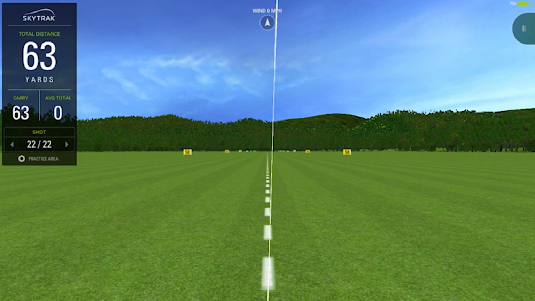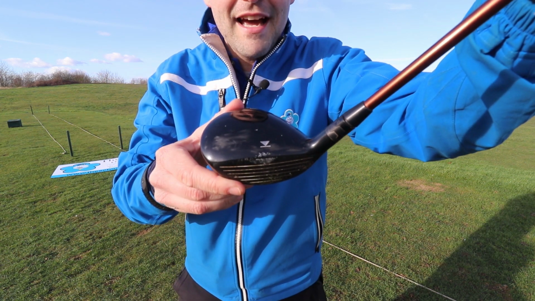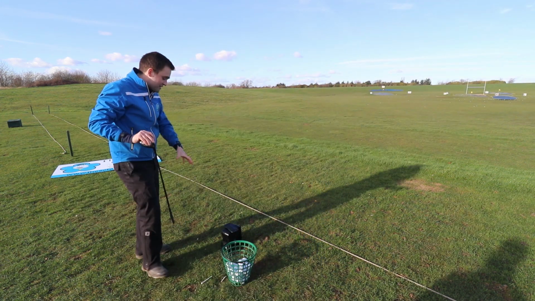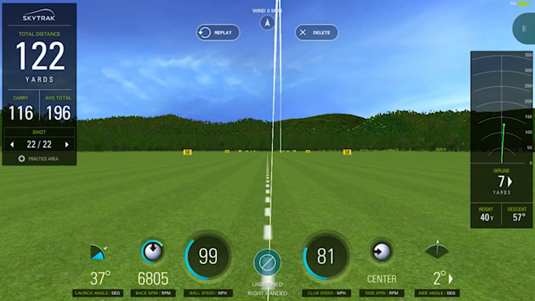That is the best example I think I could have done. Look at the mark on my 3-wood now. See the good ball mark there? Not wonderful. And you can see on the SkyTrack, come and have a look at that SkyTrack data. Straight up in the air, 37 degrees. Looks like a lob shot. That is your best example again.